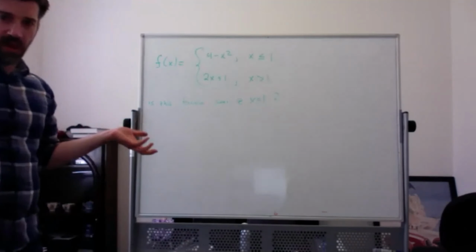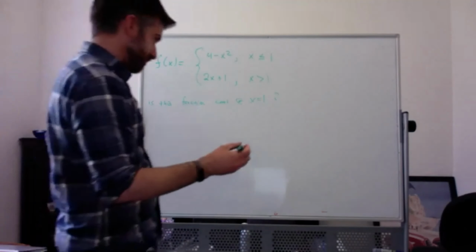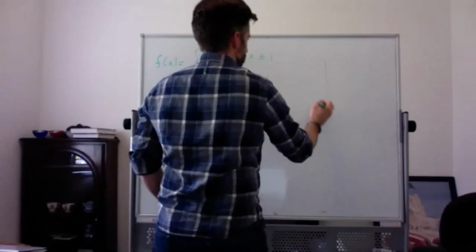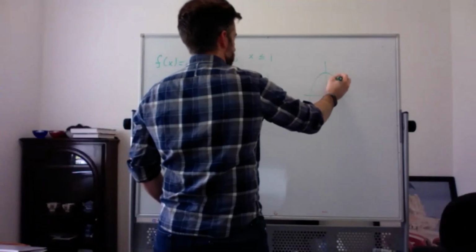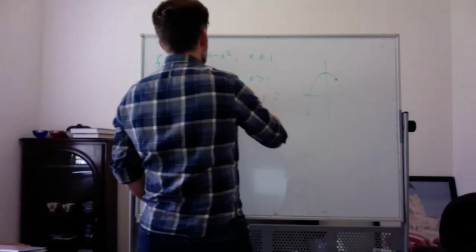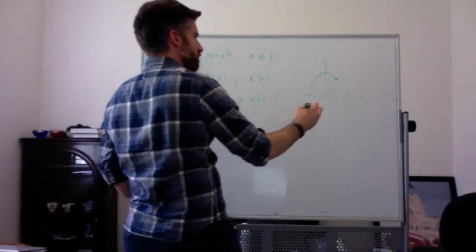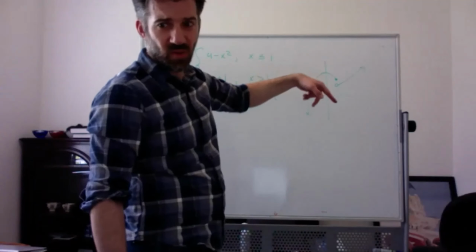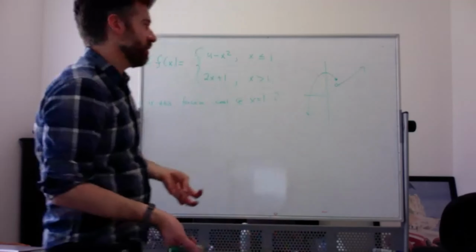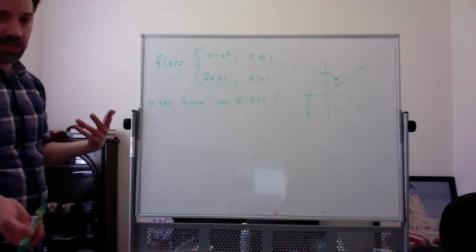Meaning, can I draw the graph without lifting my pen off the paper? So I know from the left side I've got 4 minus x squared, which looks like this, stopping somewhere like there. And from the right side I've got 2x plus 1, which might be something like this. So the question is, do I have a jump here or not? And the way we figure it out is we look at the limit from either side.